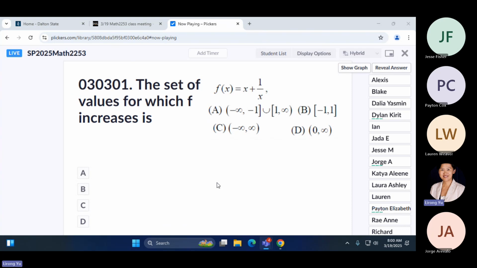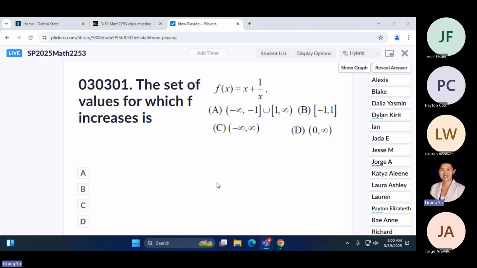Yesterday, we started section 3.3. We were talking about how to analyze a function to figure out on which intervals the function is increasing or decreasing. So we're going to try it again with another example on the board.